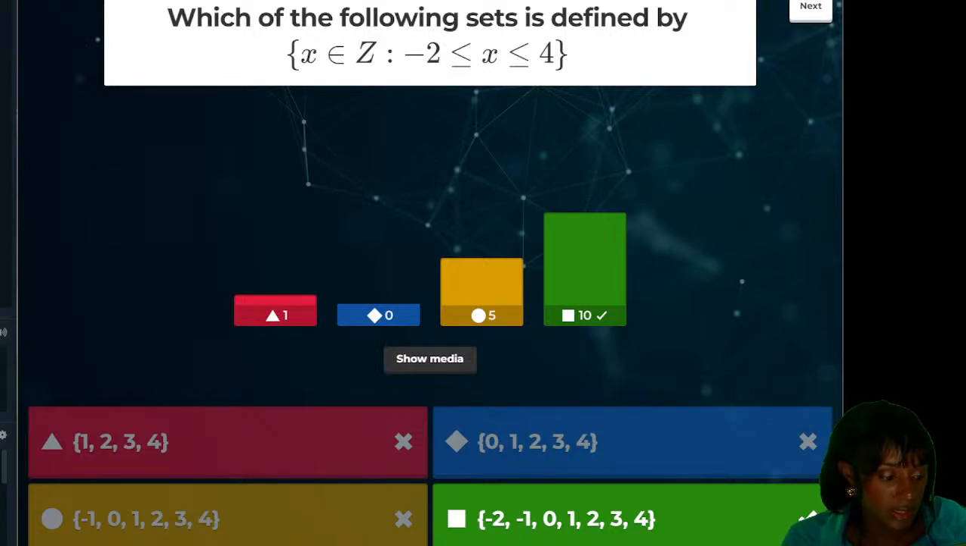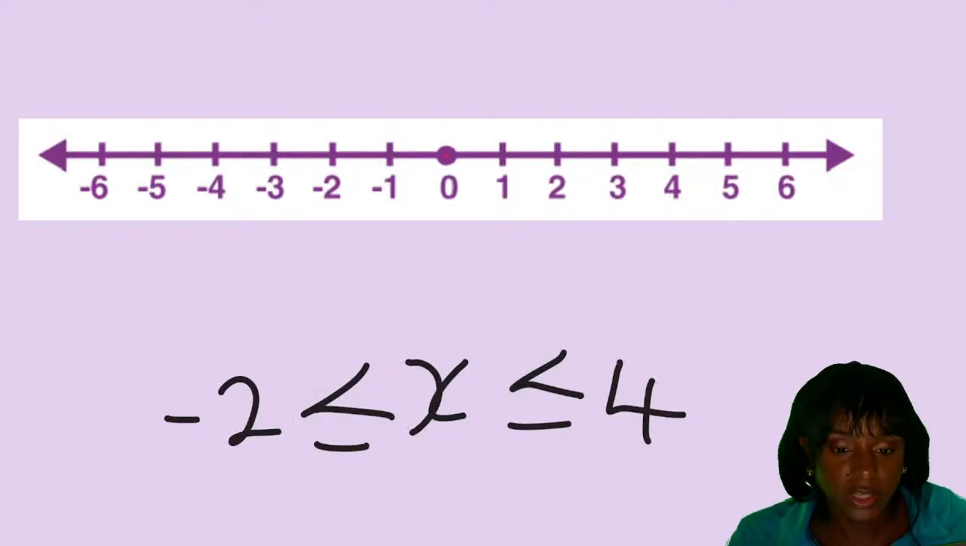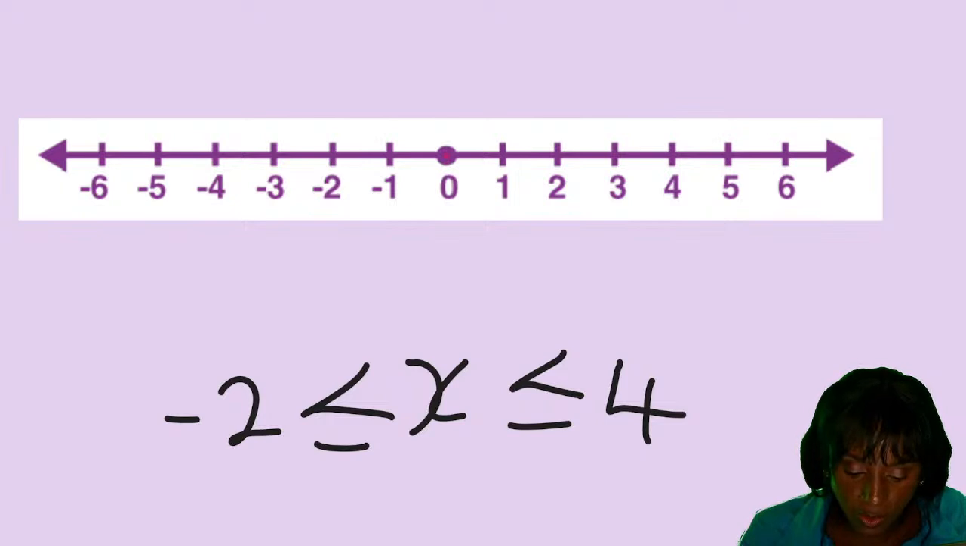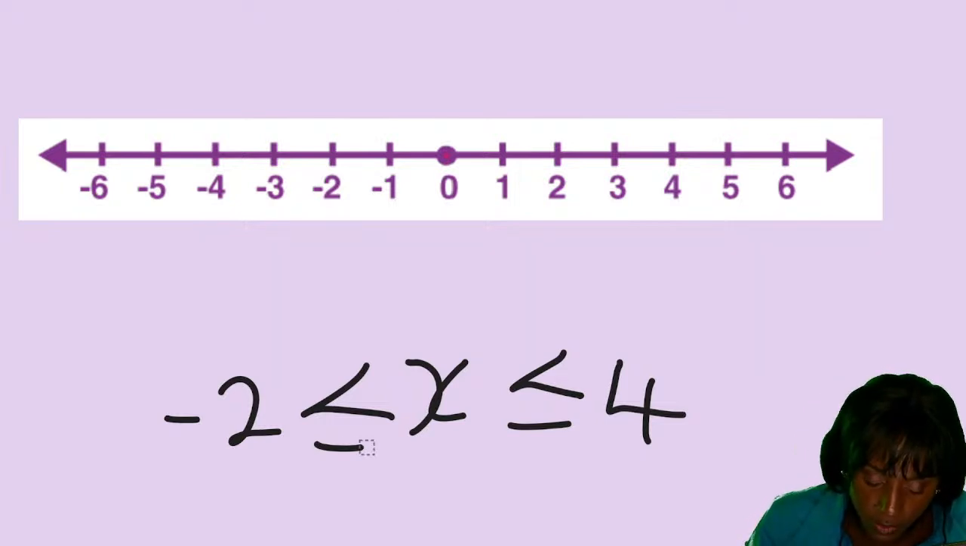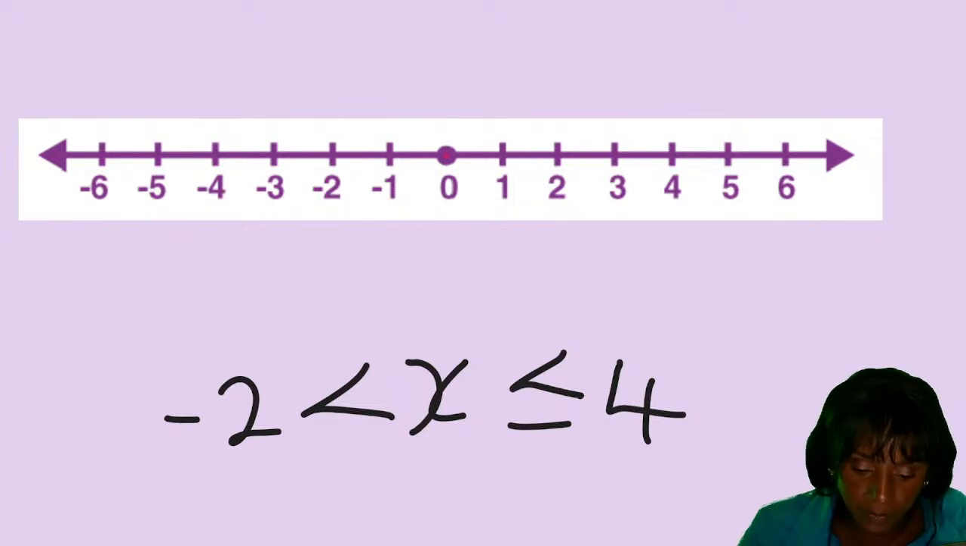Okay, excellent. If you look at my number line here, this represents integers, both our negative and our positive numbers. Now the range said that x is more than or equal to -2. If you look carefully at this, I'm going to erase what's below the more than sign.